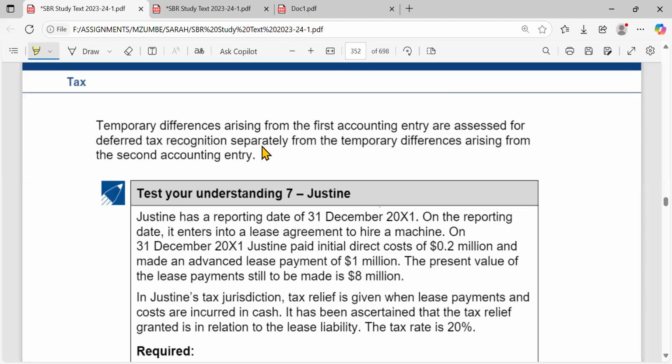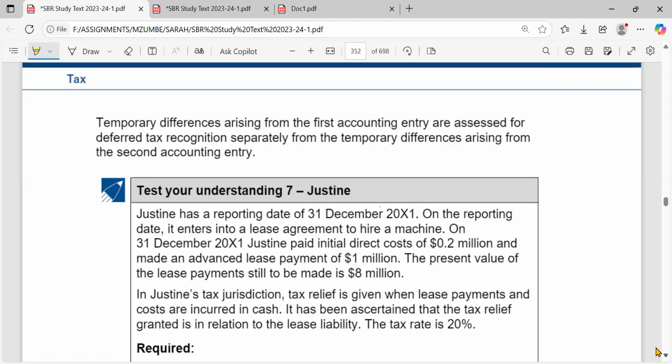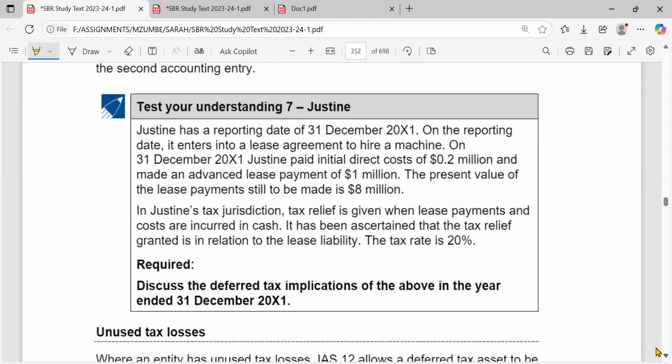All right, so temporary differences arising from the first accounting entry are assessed for deferred tax recognition separately from the temporary differences arising from the second accounting entry. So try to distinguish those two, right? Okay. So whenever you encounter something like that in an exam, you have to differentiate them. Okay, test understanding number 7.